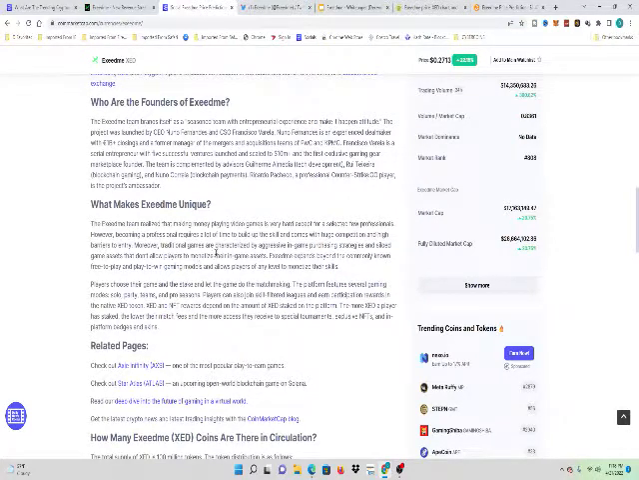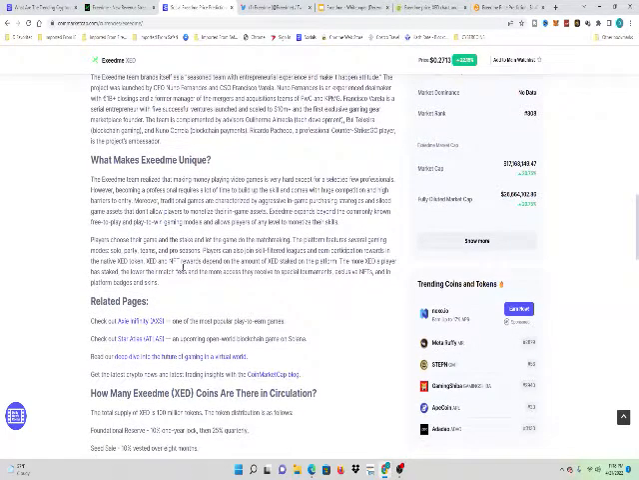Moreover, traditional games are characterized by aggressive in-game purchasing strategies and siloed game assets that don't allow players to monetize their in-game assets. Exeedme expands beyond the commonly known free-to-play and play-to-win gaming models and allows players of any level to monetize their skills. Players choose the game and the stake and let the game do the matchmaking.